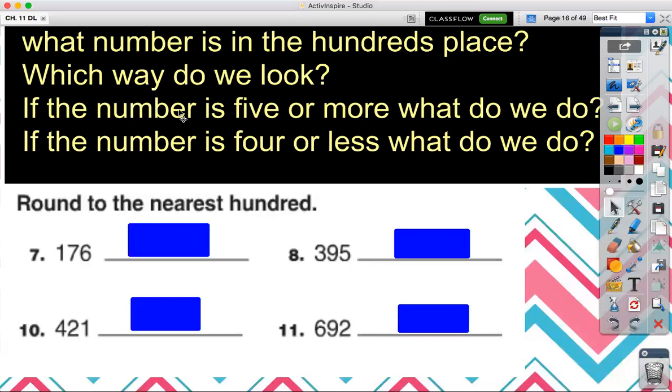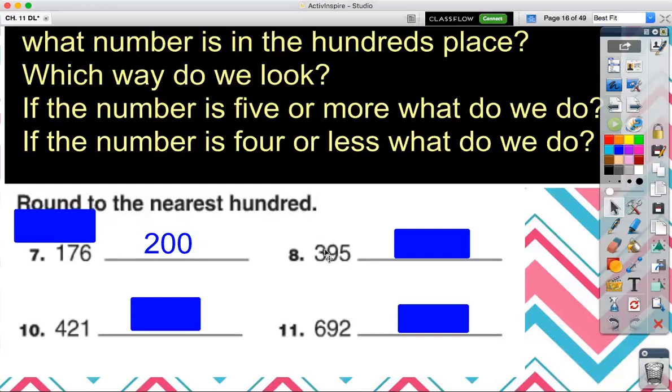If the number is 5 or more, what do we do? We're going to round that 1 up. If the number is 4 or less, what do we do? We keep it the same. Good. So 7, is it 5 or more? Yes, it is. So we're going to round this 1 up to a 2. And what do we do with the rest of these digits? We change them into what? So what number is 176 rounded to when we round it to the nearest 100? If you said 200, you are correct.